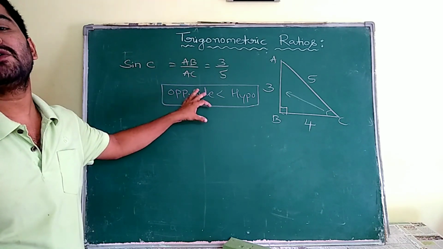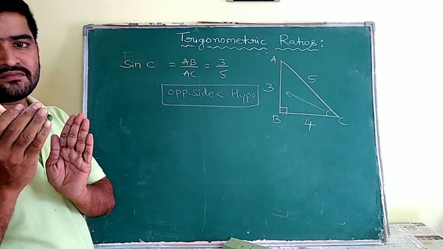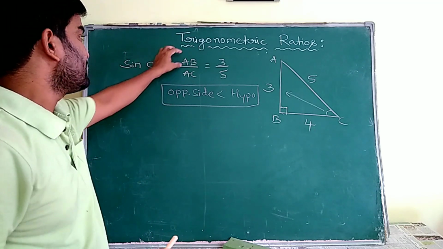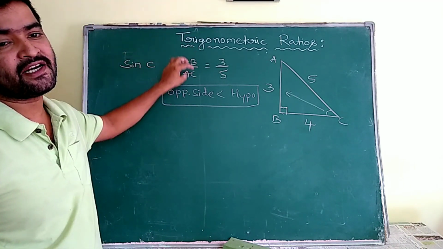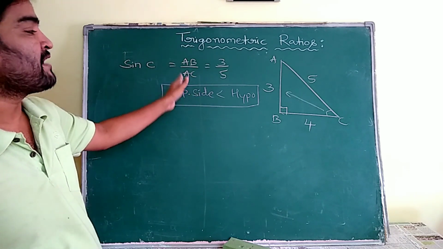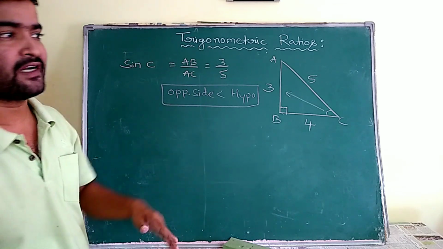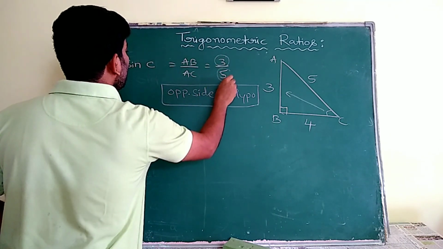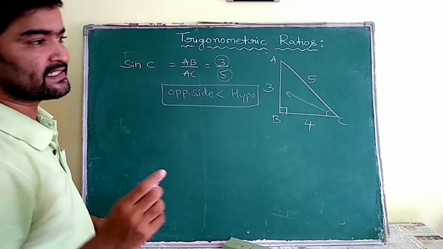The sine value always represents a proper fraction, so small value by big value. The numerator is smaller than the denominator. That means the sine value never exceeds 1. Why? Because the numerator is smaller than the denominator. We have to remember this: sine value never exceeds 1.